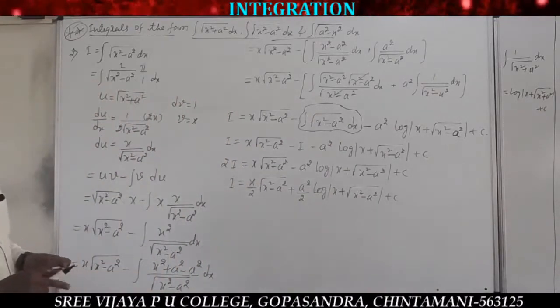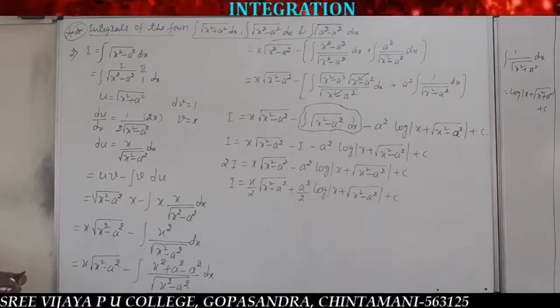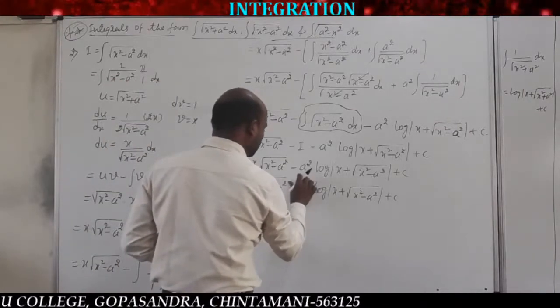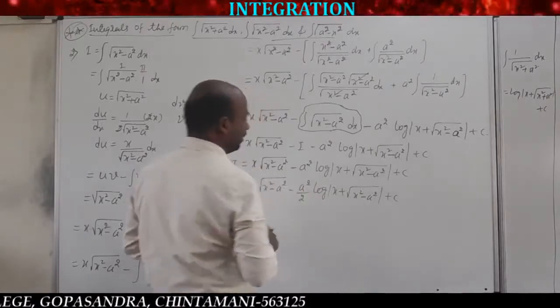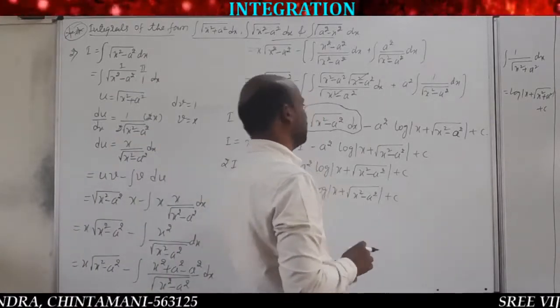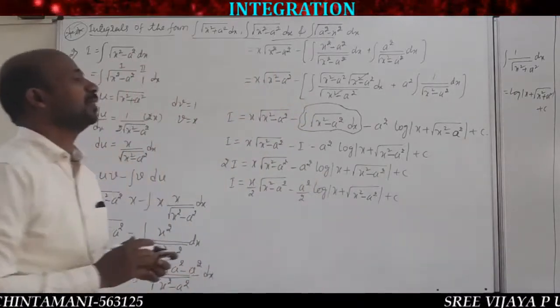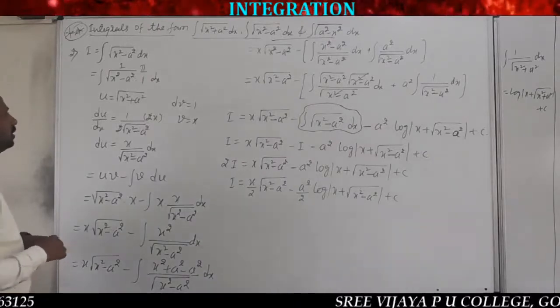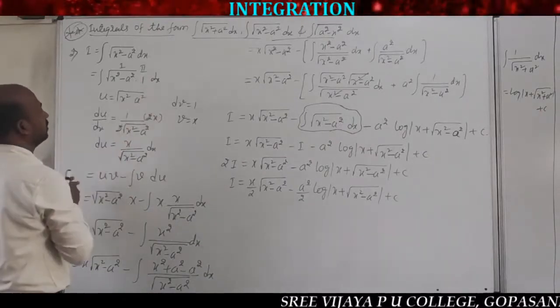x by 2 root of x square minus a square, minus a square by 2 log of modulus of x plus root of x square minus a square, plus c. I think it's clear. So this one is minus 1.